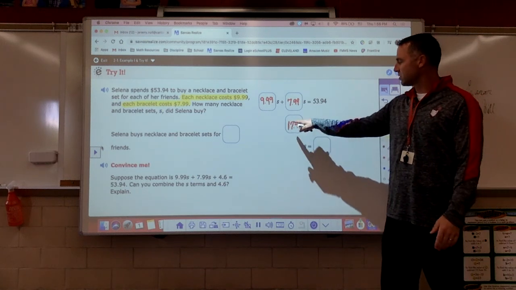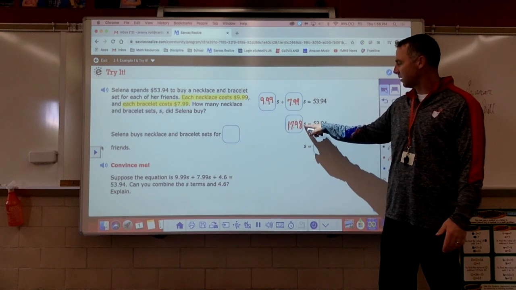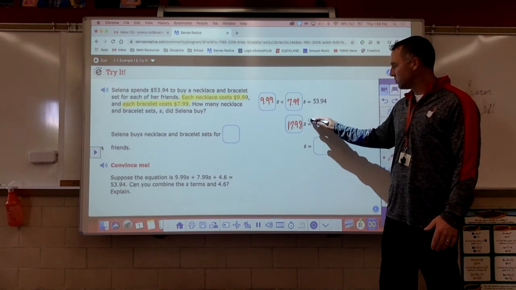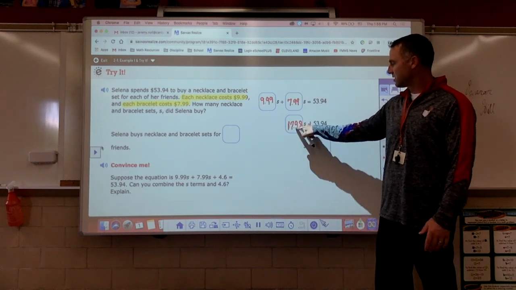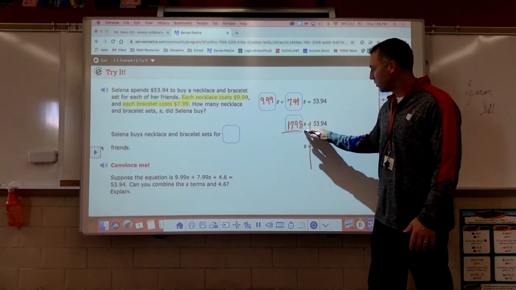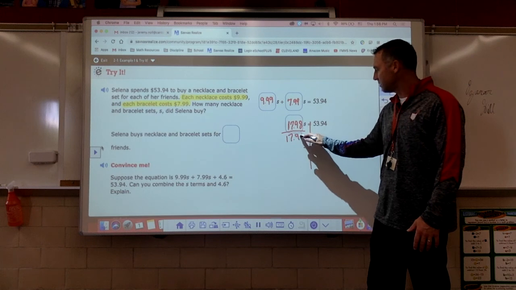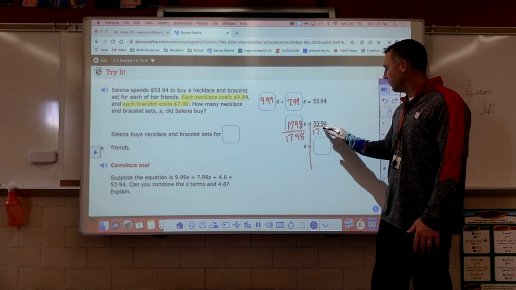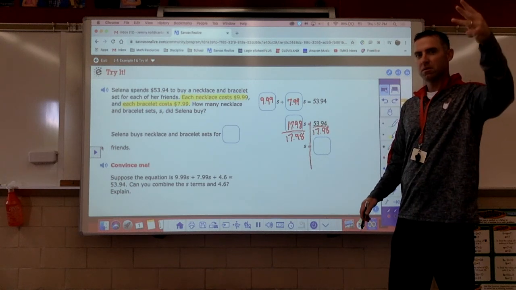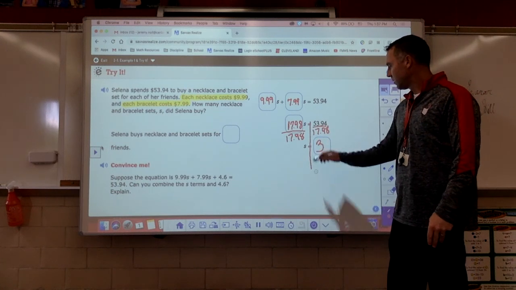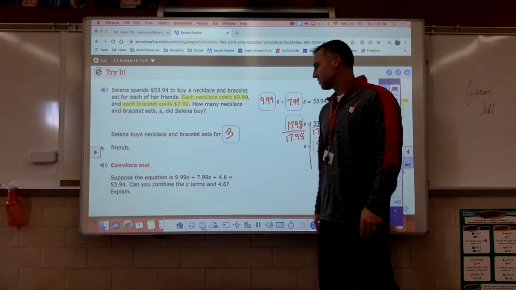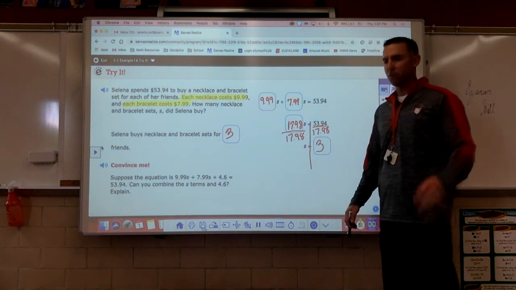$17.98. Here we go. So $17.98 times the number of sets equals $53.94. We're going to use inverse operations. Instead of multiplying times the number of sets, we're going to divide both sides by that $17.98. Now, I believe I can do this one in my head. Not one, not two, 3. She can buy 3 sets of bracelets for her friends.